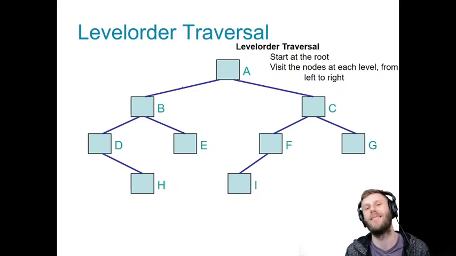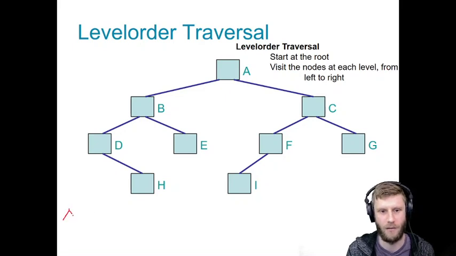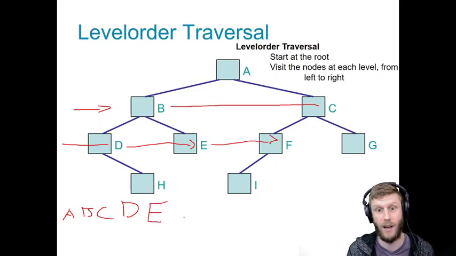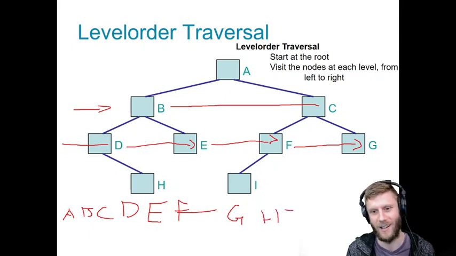All right, hopefully this one's not too bad. So what does it say? Start at the root. Visit the nodes. Okay, so A. There's no more there. So now we go to the next level, and we see B, and then C. And then we go to the next level, and we see D, followed by E, followed by F, followed by G, and then H and then I.